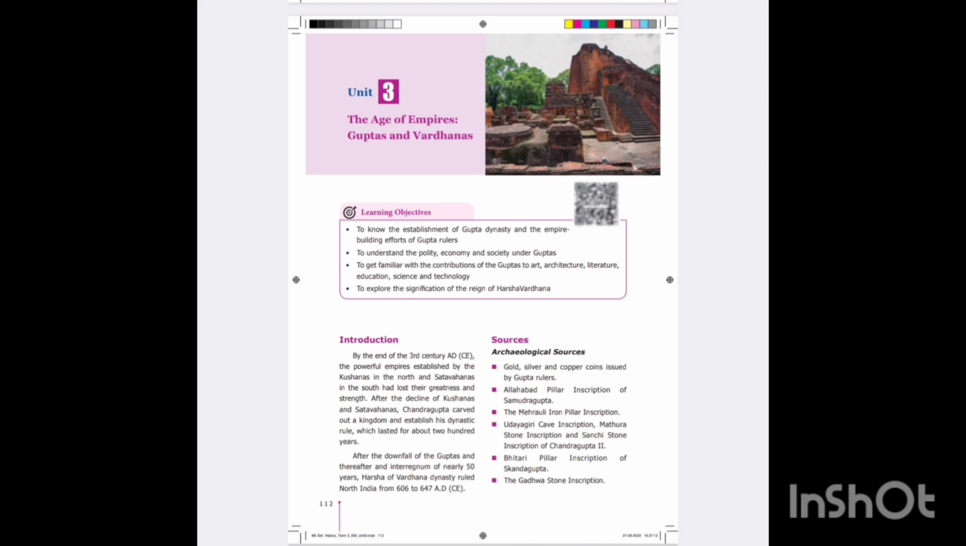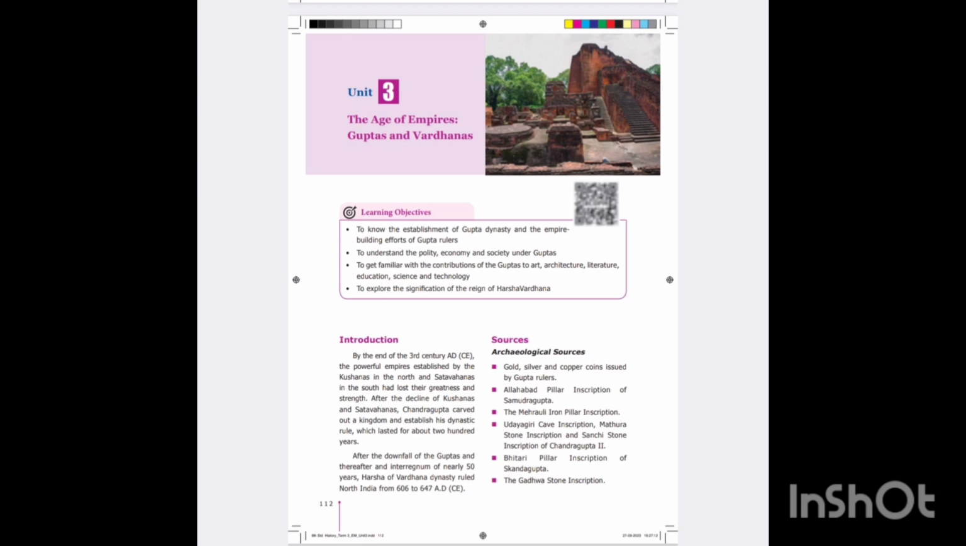Society. The society that adhered to the four Varna system was patriarchal. According to the laws of Manu, which were in force, women should be under the protection of their father, husband, or eldest son. Polygamy was widely prevalent. The kings and feudatory lords often had more than one wife. Inscriptions referred to Kubernaga and Dhruvaswamini as the queens of Chandragupta II. Sati was practiced during the Gupta rule.